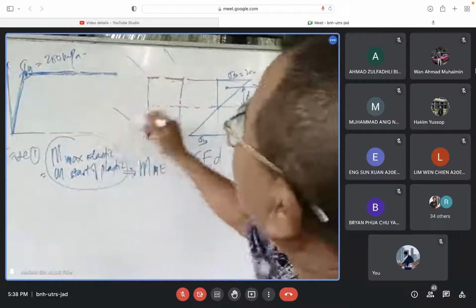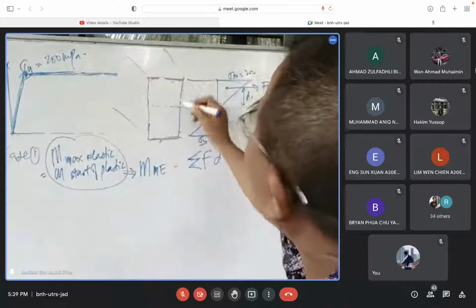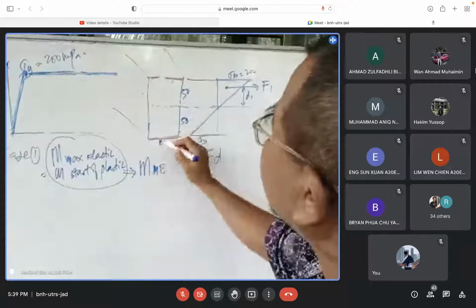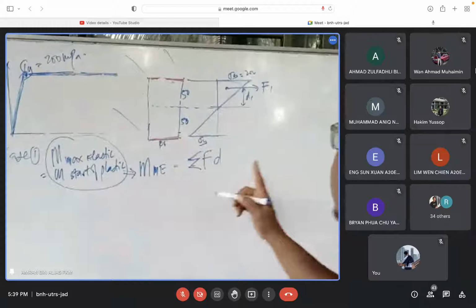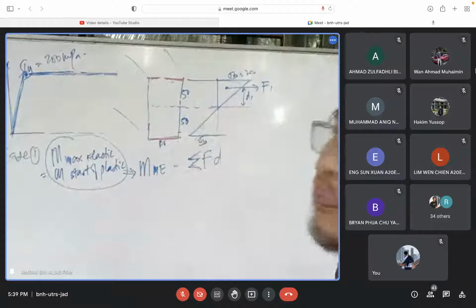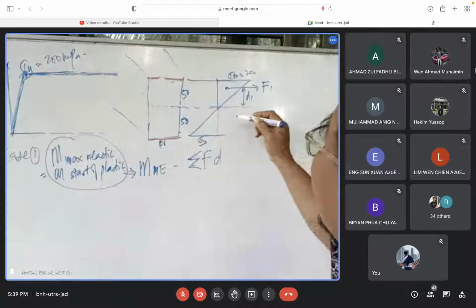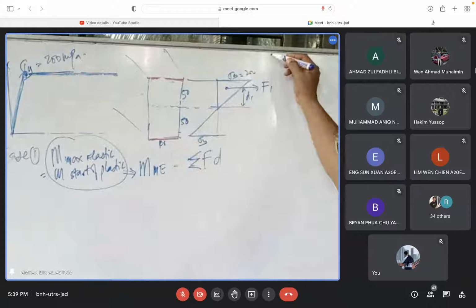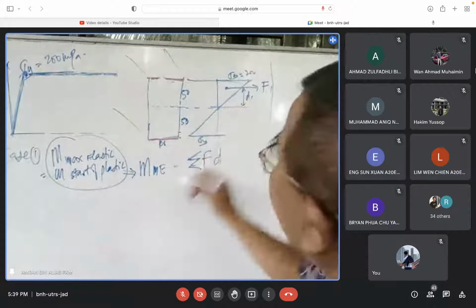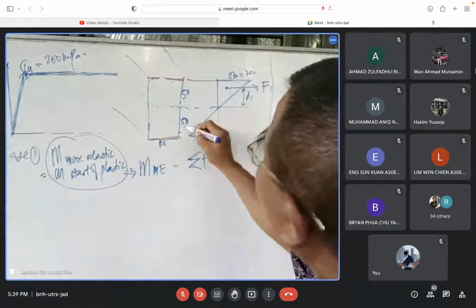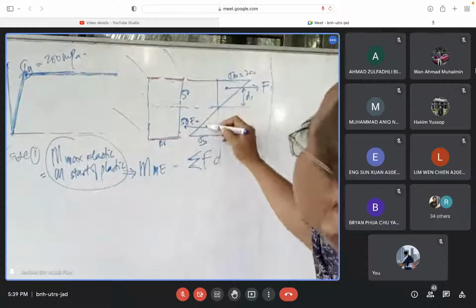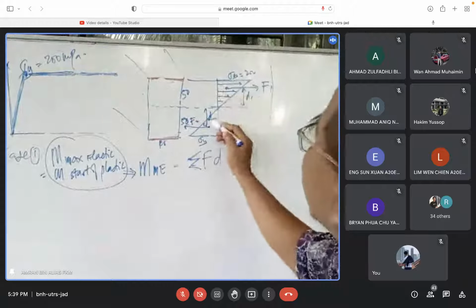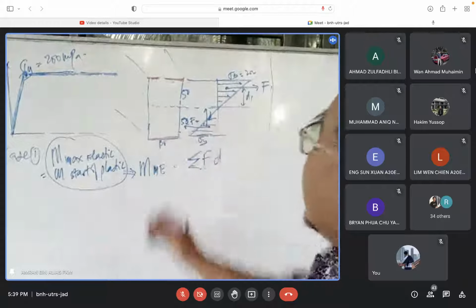So that is 100. So this is 50, this is 50, this is 50. This is 40. So again, from this diagram, we can calculate straight away. What is F1? This is F2 there. F2 is going to that side. This is D2. Because the stress is tensile, this is compression, going to the other side.